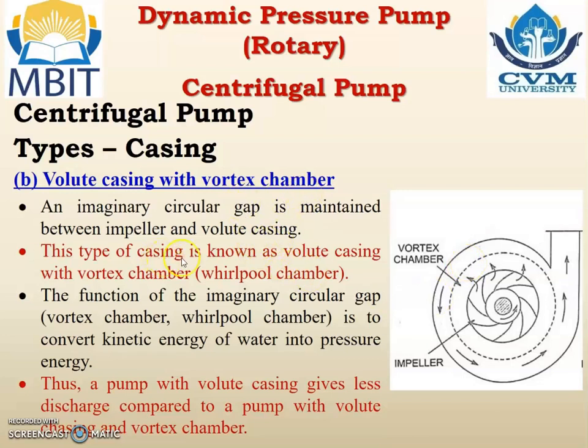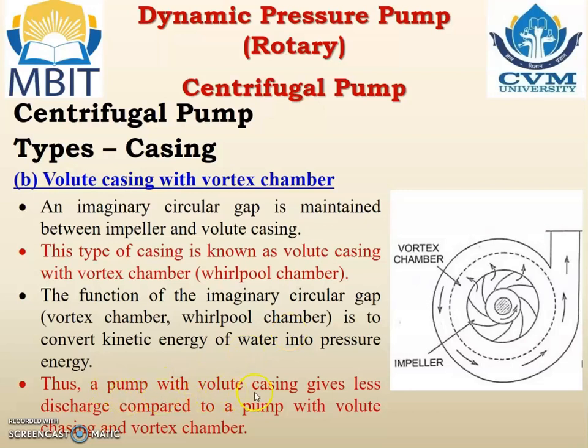This kind of casing is known as the volute casing with vortex chamber, or in some books it is written as whirlpool chamber. The function of the imaginary circular gap, that is the vortex chamber or whirlpool chamber, is to convert the kinetic energy of water into pressure energy and provide the smooth passage of the water.